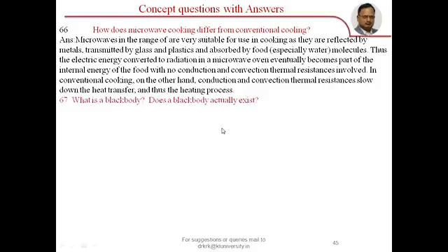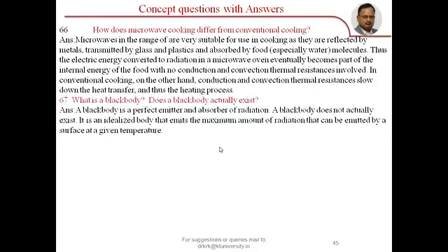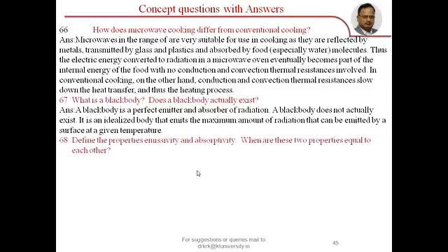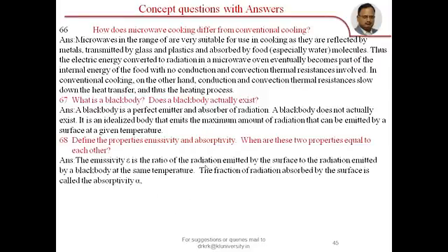What is a black body? Does a black body actually exist? No. A black body is a perfect emitter and absorber of radiation, and a black body does not actually exist. It is an idealized body that emits the maximum amount of radiant energy that can be emitted by a surface at a given temperature. Define the properties emissivity and absorptivity, and when are these two properties equal to each other?